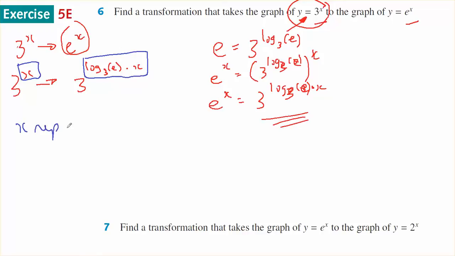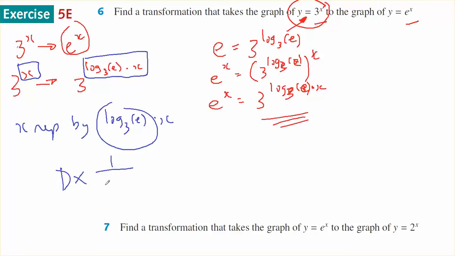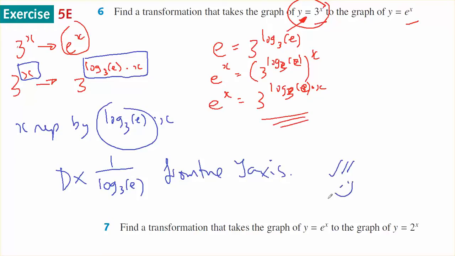X was replaced by log base 3 of e times x. Since x was replaced by this times x, it's a dilation by a factor of 1 over log base 3 of e from the y-axis. So I changed my original from base 3 to base e by considering it looking like this. So I had both of them in terms of base 3.